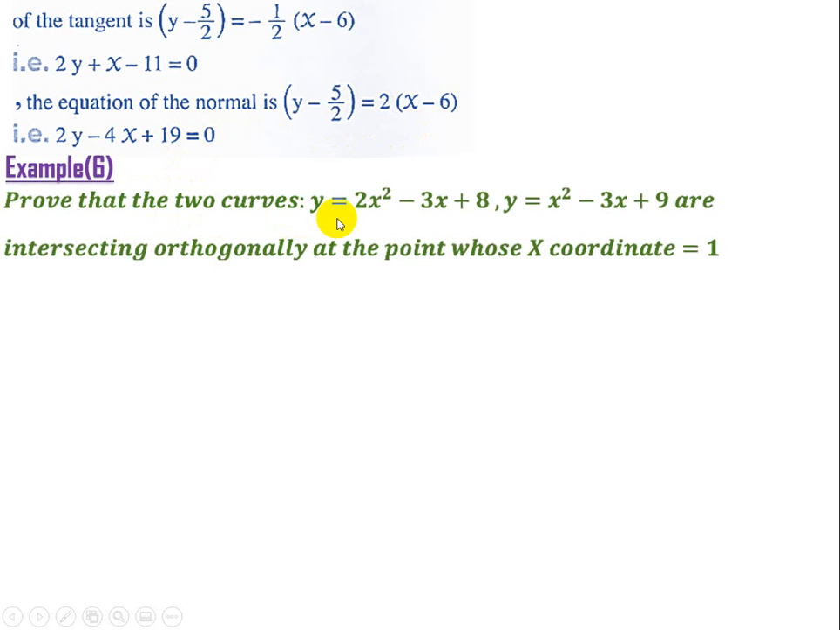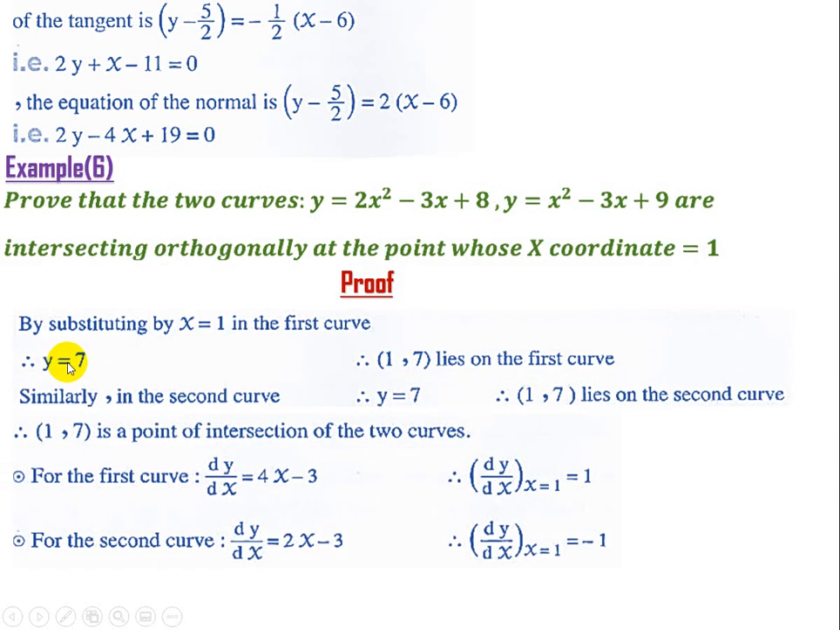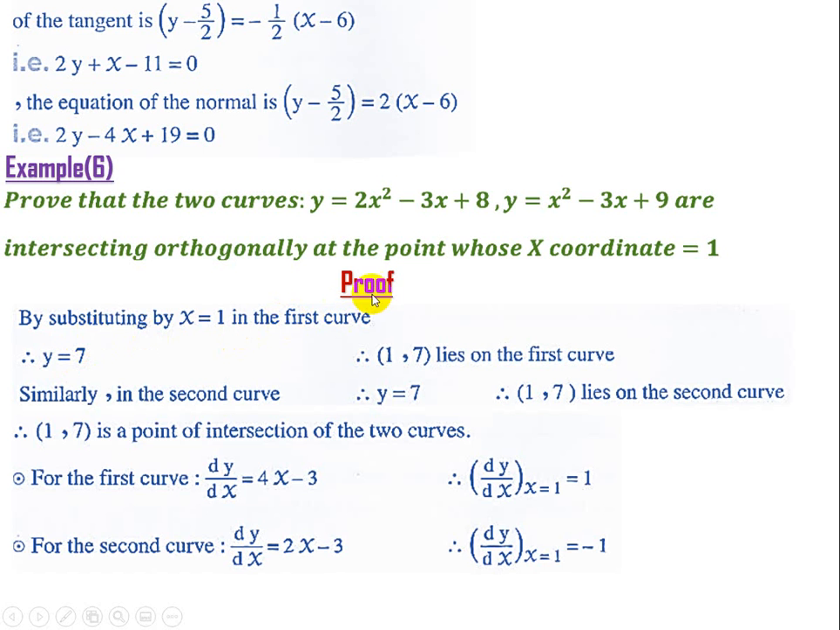Prove that the two curves y equals 2x squared minus 3x plus 8 and y equals x squared minus 3x plus 9 are intersecting orthogonally at the point whose x coordinate equals 1. By substituting x equals 1 in the first curve, y equals 7, so the point (1, 7) lies on the first curve.